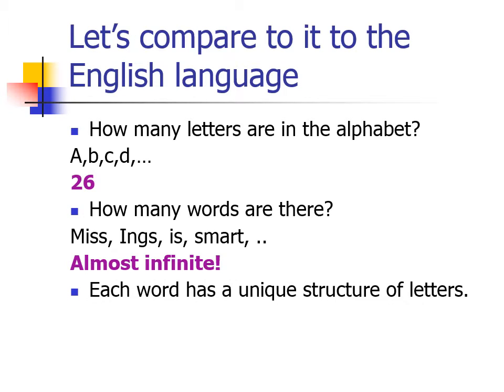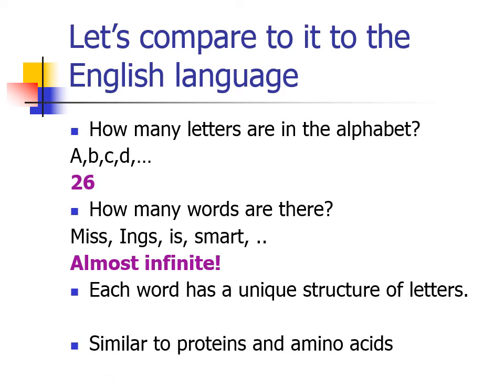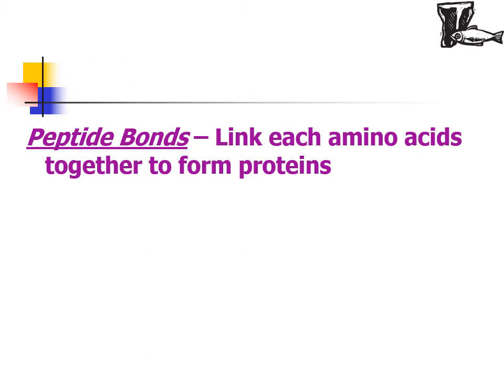So each word just has a unique structure of letters, just like each protein has a unique structure of amino acids. So just how Miss and Smart are different, two different proteins can have the same amino acids, just in a different order, or the amount might be different. We've also already mentioned this before.